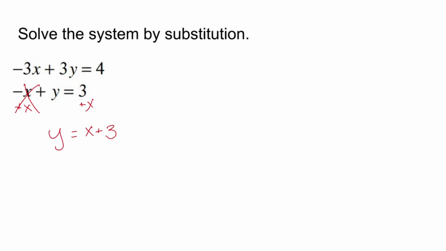So I'm going to rewrite out the top equation, negative 3x plus 3, and replace y with the fact that y equals x plus 3. So I'm going to replace y with x plus 3. I'm going to finish that up by equaling 4. So I rewrote the top equation because I changed the bottom equation and replaced the y with x plus 3.